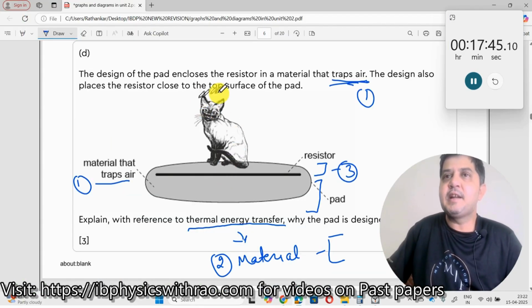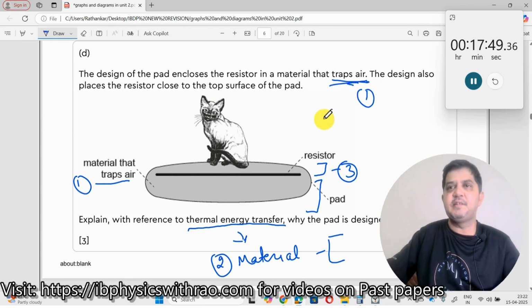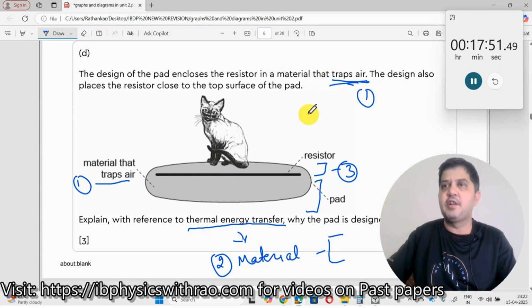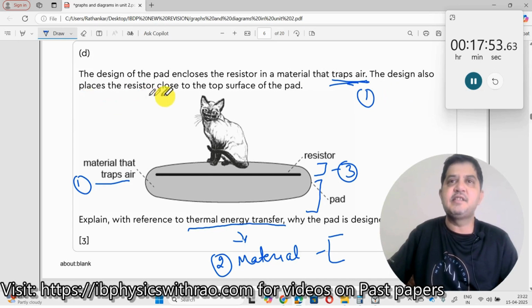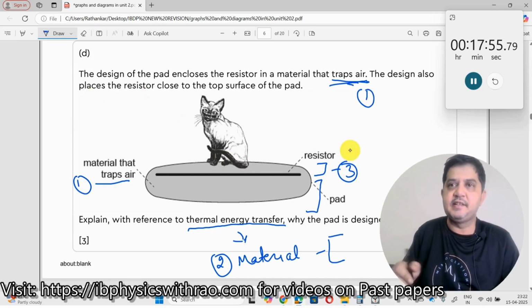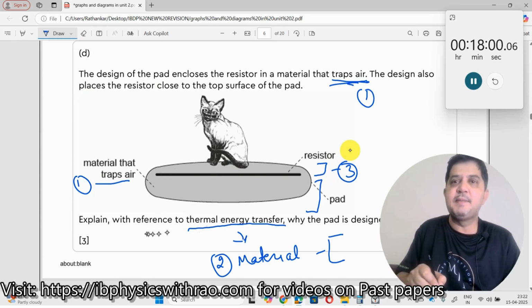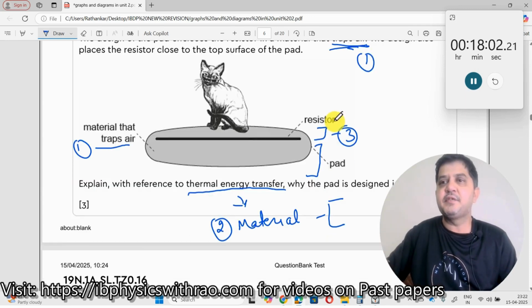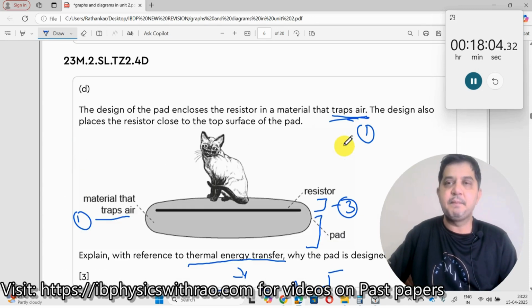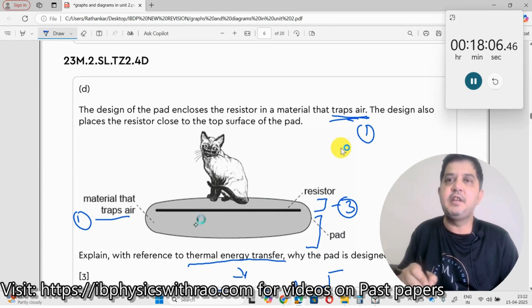The design of the pad encloses the resistor in a material that traps air. This is once again a structured question, but I found it to be good enough, so I included it here. The design also places the resistor close to the surface of the pad. Okay, this is the resistor shown. There is a diagram shown over here, and then explain with reference to thermal energy transfer why the pad is designed in this way. Now he gives you an actual way of a pad.